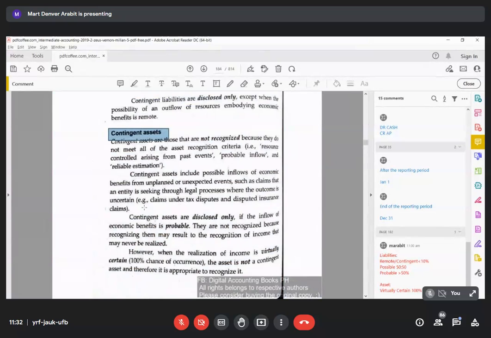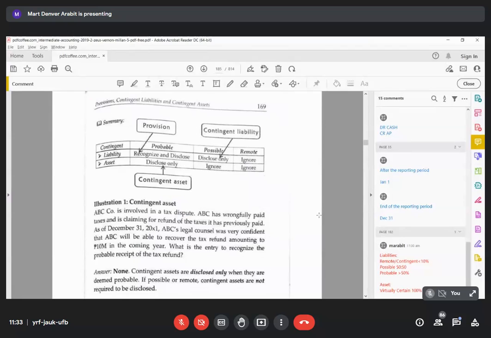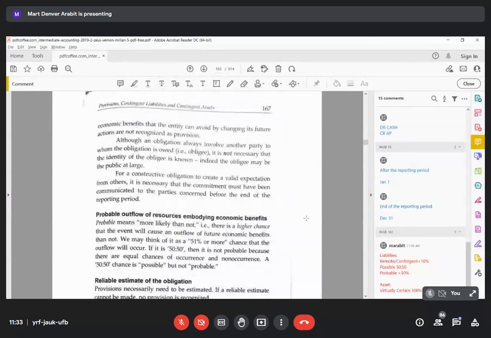So, next is contingent assets are disclosed only. So, if the inflow of economic benefits is probable, they are not recognized because recognizing them may result to the recognition of income that may never be realized. So, ito yung isa sa difference nila. So, for liabilities, if it is probable, then we need to recognize it as a provision, di ba? But in case of contingent asset, it is not enough na probable siya. So, ano bang kailangan sa kanya para ma-record siya?